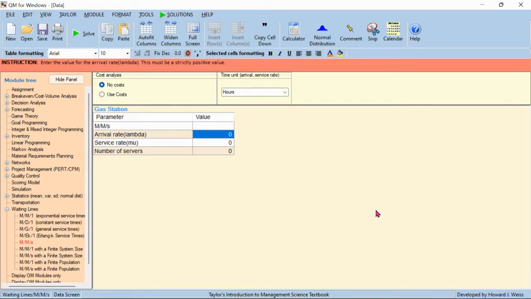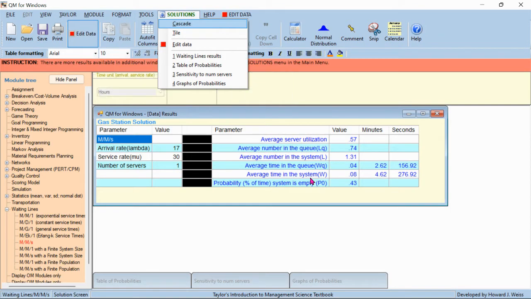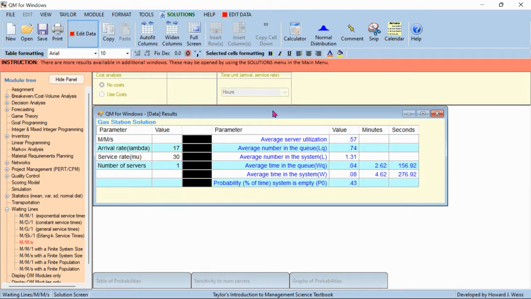So this opens like this. Only three parameters are required: arrival rate and the service rate, that is lambda and mu, and the number of servers. In this case lambda is 17, and service rate is 30, and let's take only one server to begin with. The moment I press enter, you will get the solutions. You see, I'm getting the solutions like this. Now we can edit the data, or we can look at the solutions.